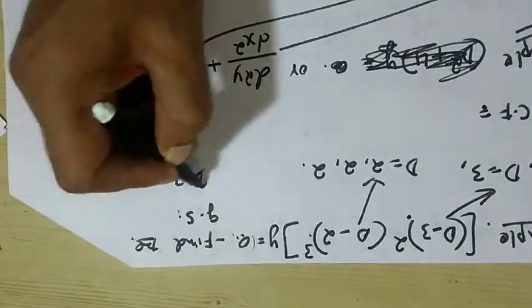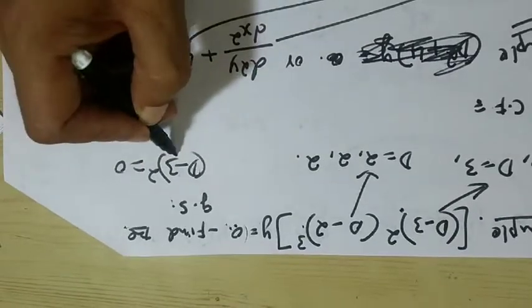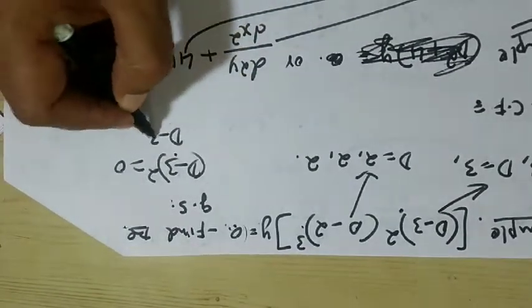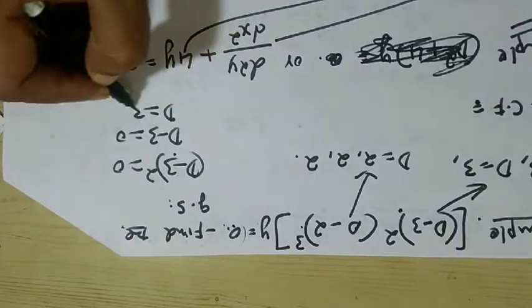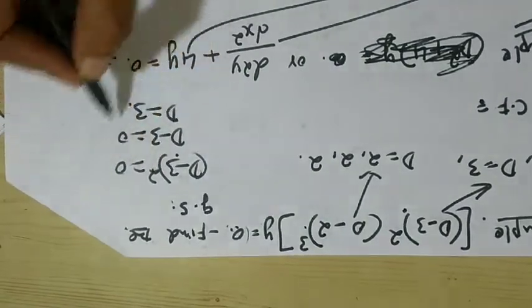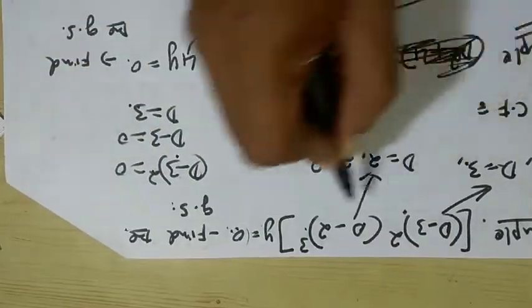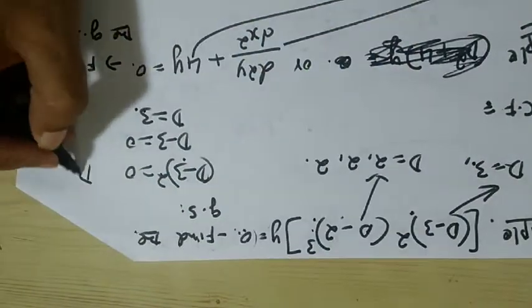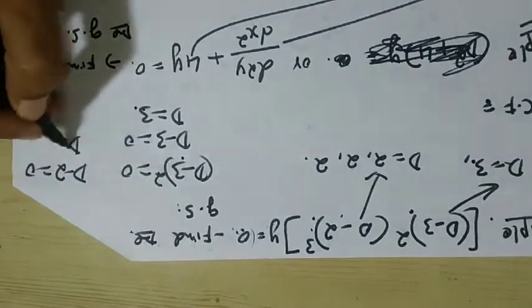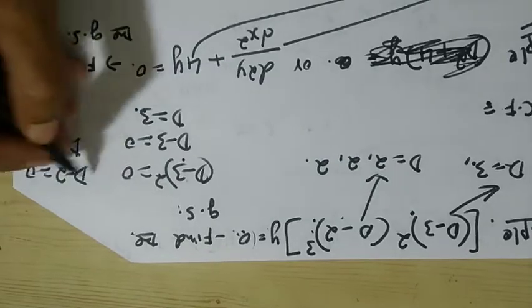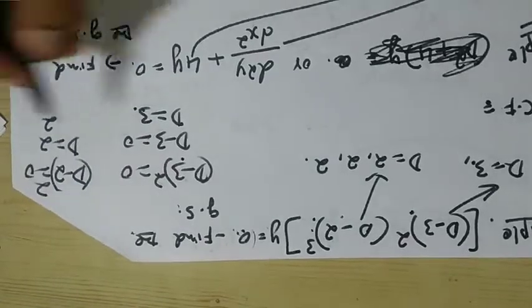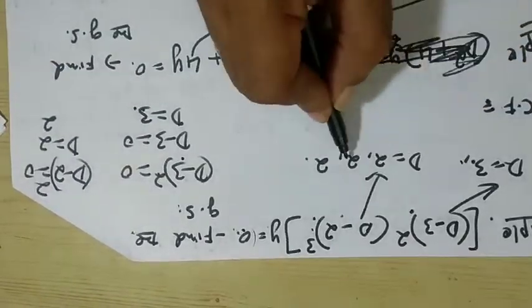Now, (D minus 3) whole squared is equal to 0. If you take (D minus 3) whole squared is equal to 0, (D minus 3) into (D minus 3) is equal to 0. D minus 3 is equal to 0 gives you D is equal to 3. So, whole squared is there. Therefore, 3 repeats 2 times. Now, (D minus 2) whole cubed is equal to 0. So, D is equal to 2. 2 repeats 3 times. So, what are the roots? 3, 3, 2, 2, 2.